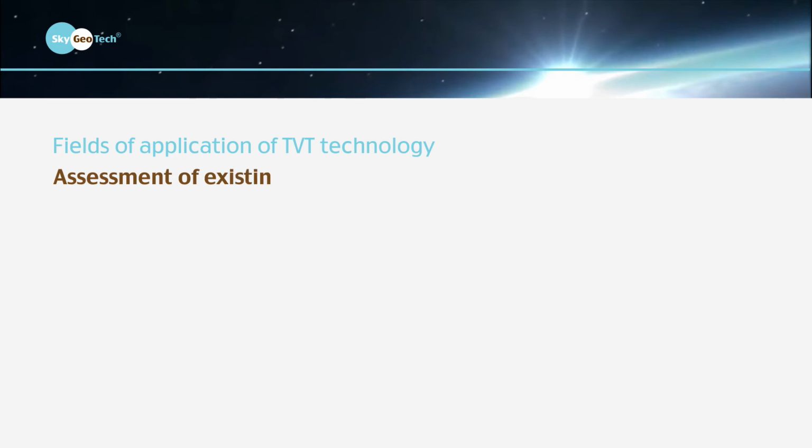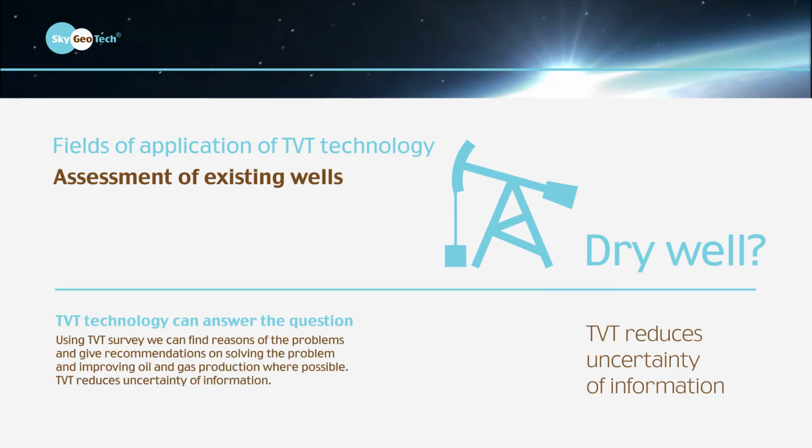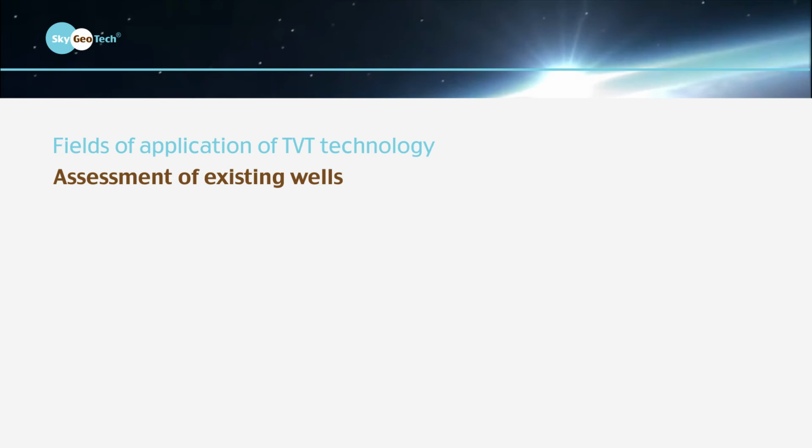The third field of application of TVT technology is assessment of existing wells. One of the most common problems, dry well. TVT technology can answer the question why it is dry. We can find the reasons of this problem and give recommendations on solving this problem and improving oil and gas production where possible. Example number 4.